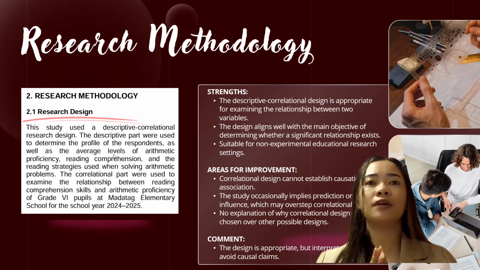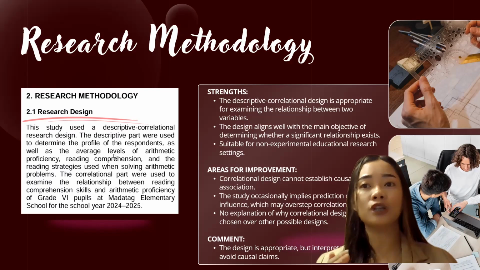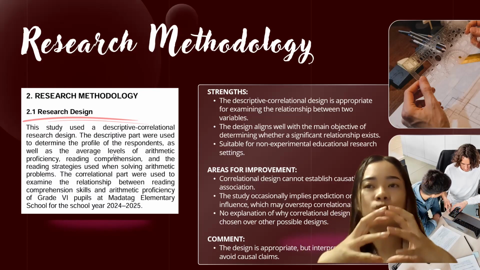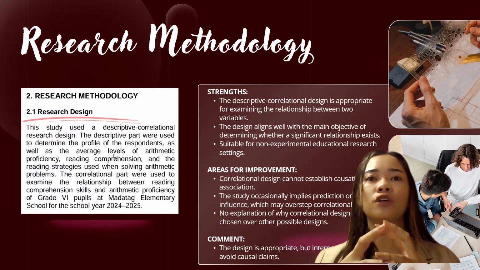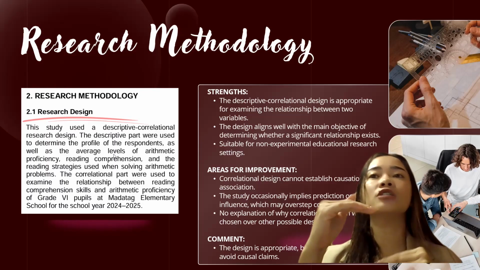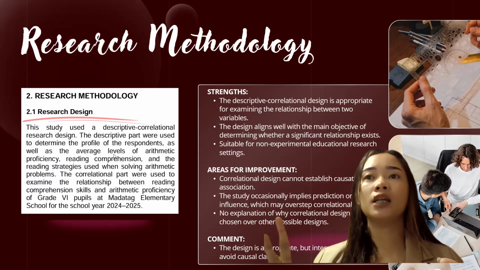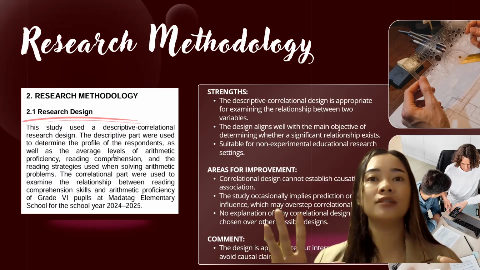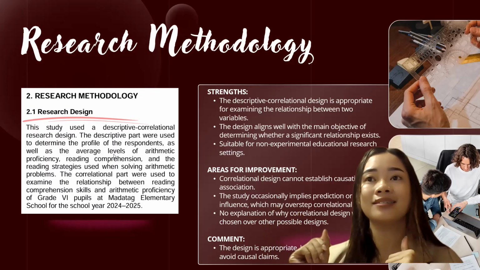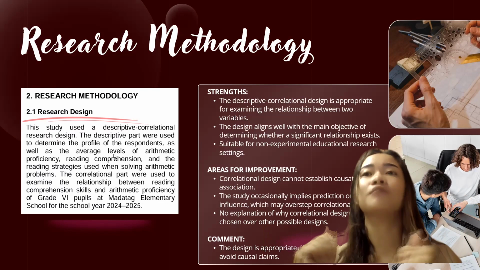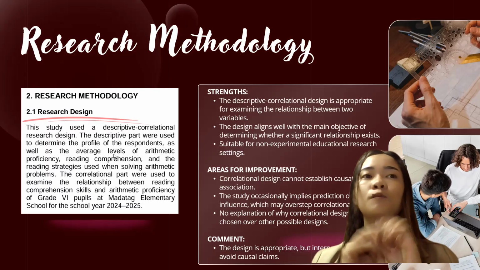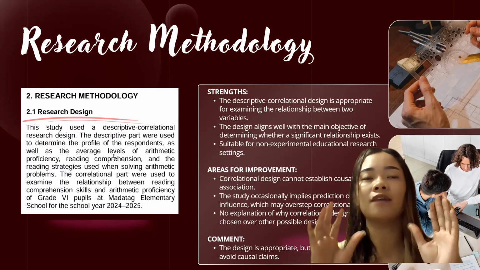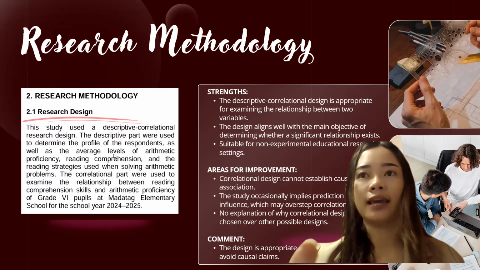For the areas for improvement, correlational design cannot establish causation, only association. The study occasionally implies prediction or influence, which may overstep correlational limits. And there is no explanation why correlational design was chosen over other possible designs. You can also add the difference between the other designs and why you chose descriptive correlational. And my comment, the design is appropriate, but interpretation must avoid causal claims.